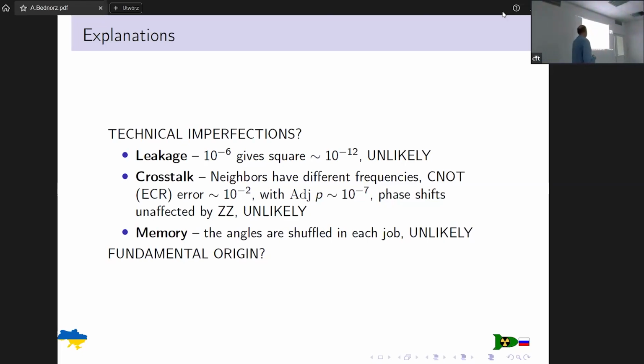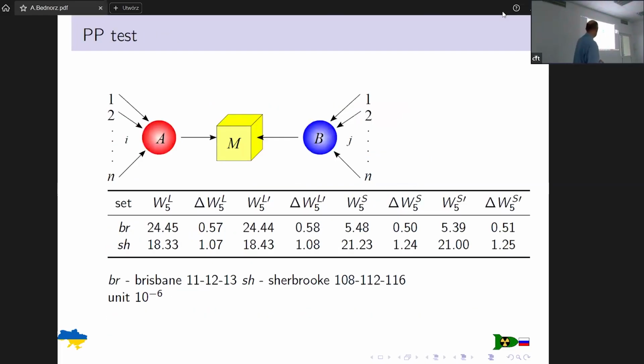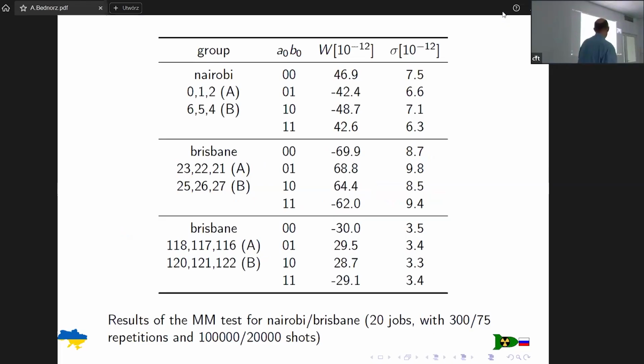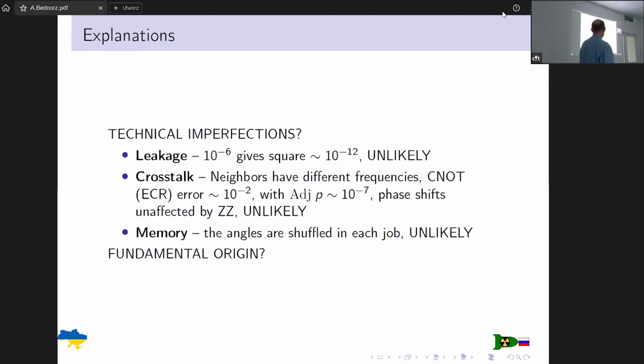But there is a problem that this leakage, if you calculate it from, say, adiabatic approximation, is so small that these values, I don't know if you notice the order of this violation. This order of violation is 10 to minus 4. So the leakage is smaller than this violation. And if you really want to check how this leakage affects this weakness, you need a square of it, which is 10 to minus 12. So I don't think that it's likely.